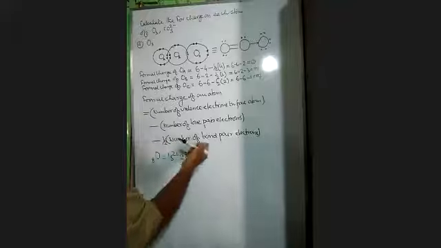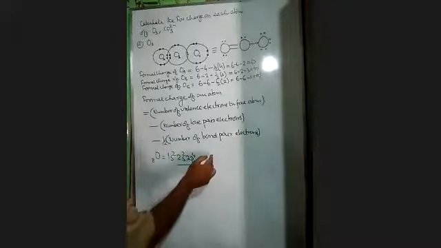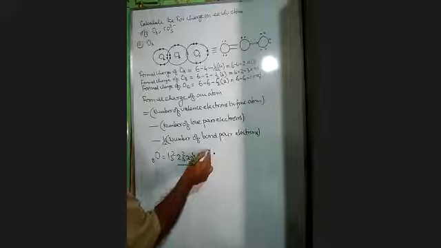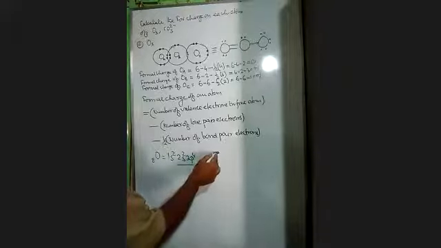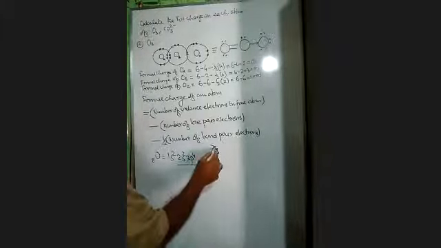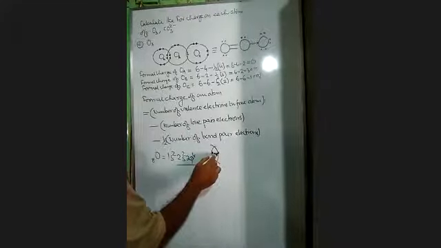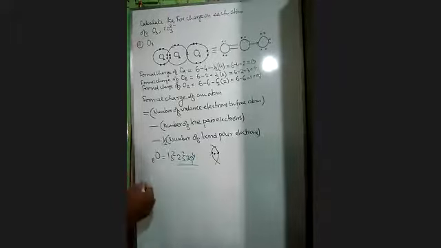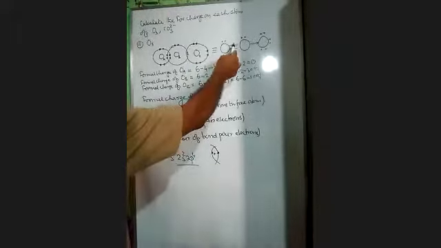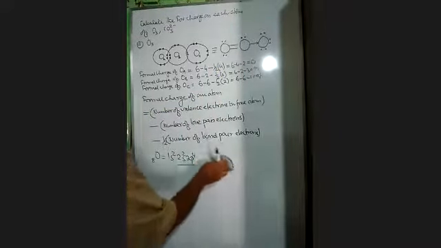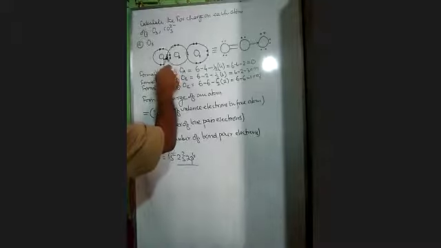Then half of the number of bond pair electrons. We know in a covalent bond, this is the way the bond formation takes place. So how many electrons are there? Two. How many bonds are there? Two bonds are there, and each bond has 2 electrons. So 2 into 2 is 4. See here, 4. Understood now? Yes, sir.